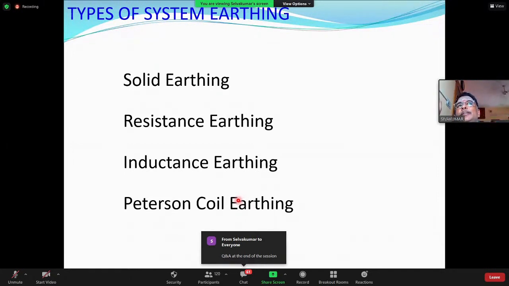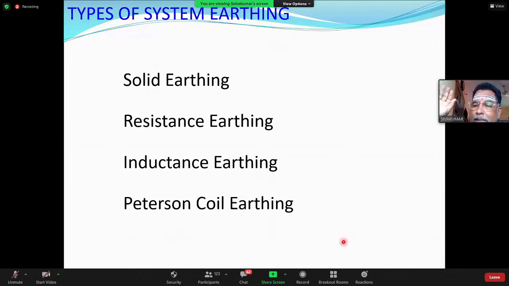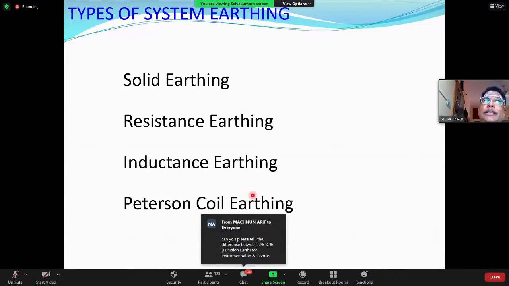So unearthed systems are a thing of the past. Almost today, at least in India, most of the systems are grounded, either solid earthing or impedance earthed systems. So we will discuss only these four. But if any query is there regarding unearthed systems, please mail me, I will answer. Maybe we can have a different session on unearthed systems and their damages, a very elaborate session, later in the year.